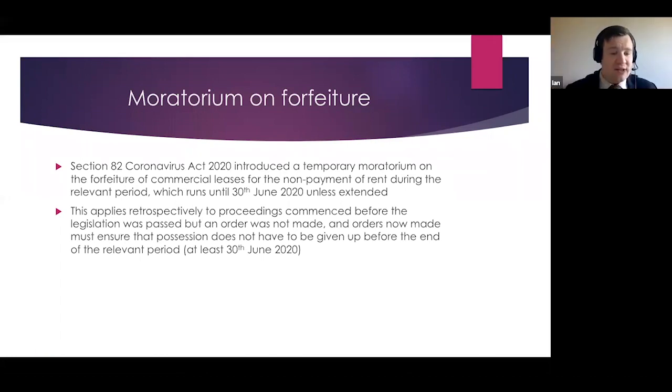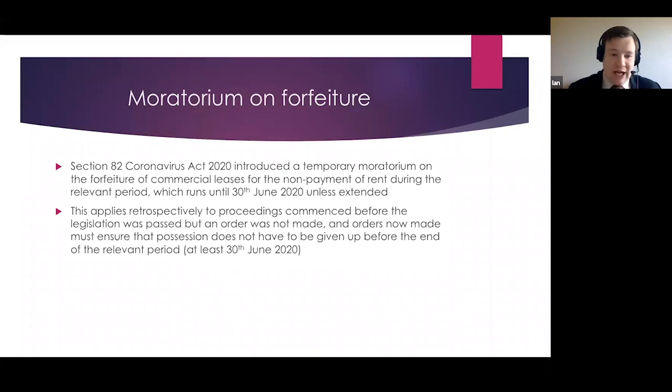Indeed. So as you can see on the slide, Section 82 of the Coronavirus Act 2020 introduced a temporary moratorium on the forfeiture of commercial leases for the non-payment of rent during the relevant period. Now, it's important to note at this stage that that is only in regards to the non-payment of rent. And that runs up until the 30th of June 2020, unless, of course, the government decides to extend those provisions.